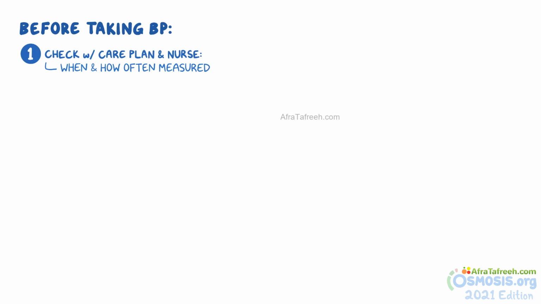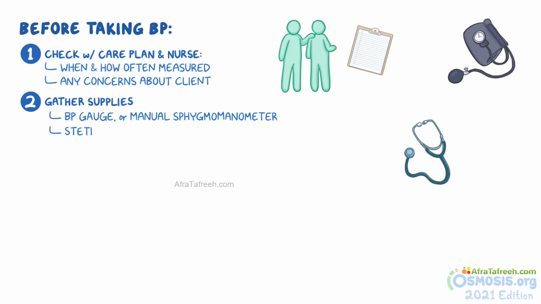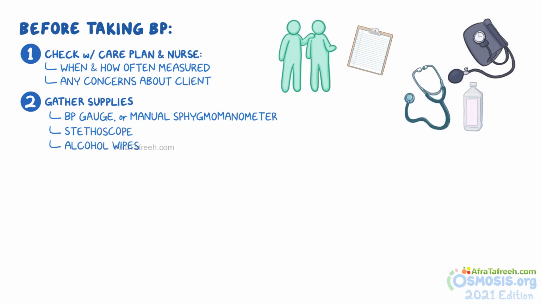Before taking a client's blood pressure, check with the care plan and the nurse to find out when and how often the blood pressure should be measured. You should also find out if the nurse has any concerns about the client you should know about. You can then gather the supplies you'll need, including a blood pressure gauge or manual sphygmomanometer, a stethoscope, and alcohol wipes. Remember to also practice hand hygiene.